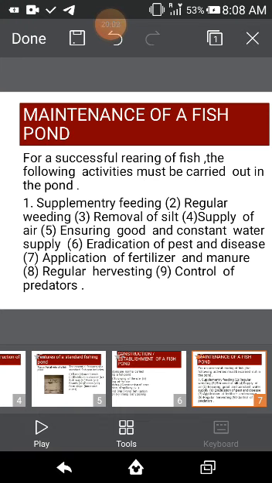Control of predators. Predators like snakes, rats, birds should be prevented from entering the pond. You can achieve this by using nets to cover the surface of the pond.